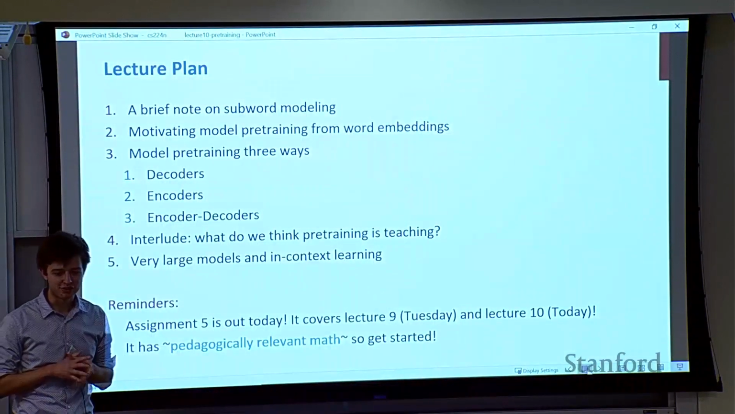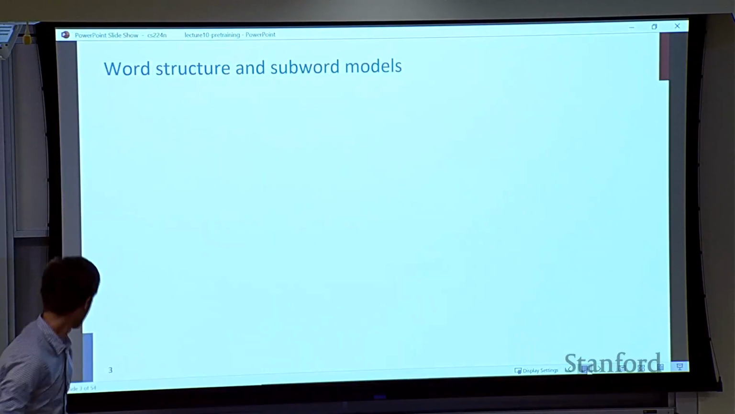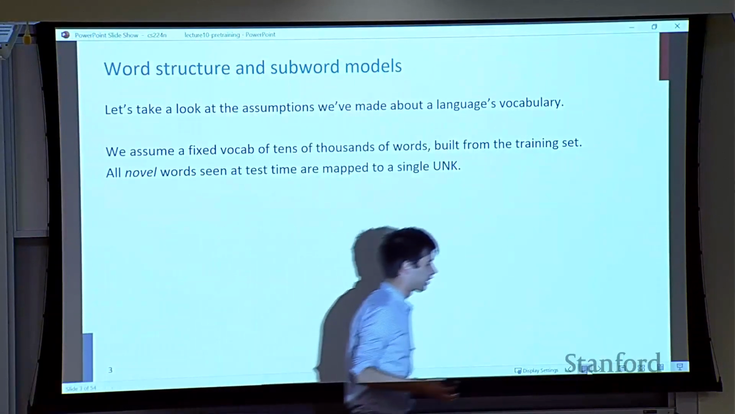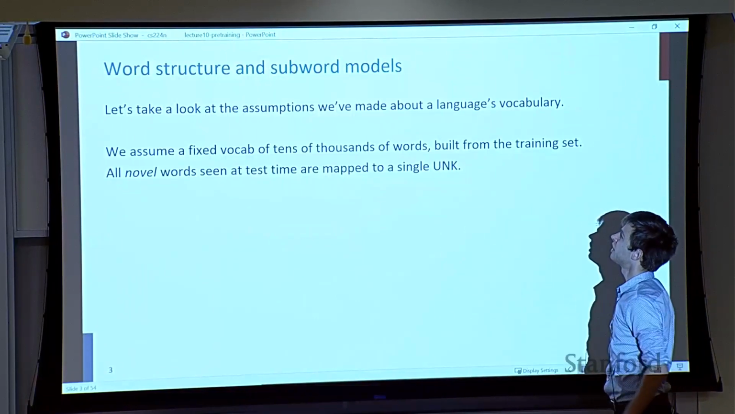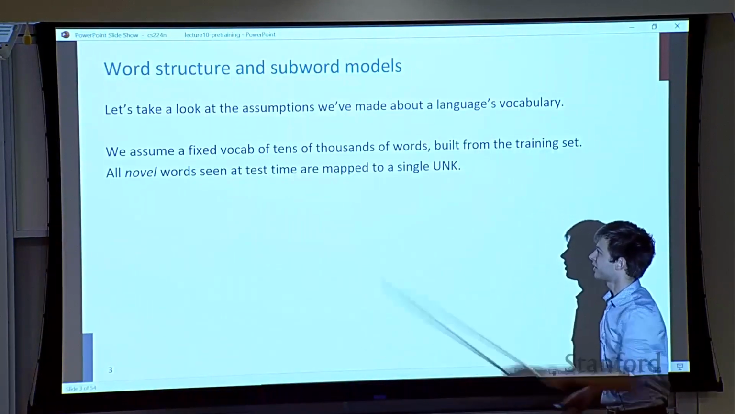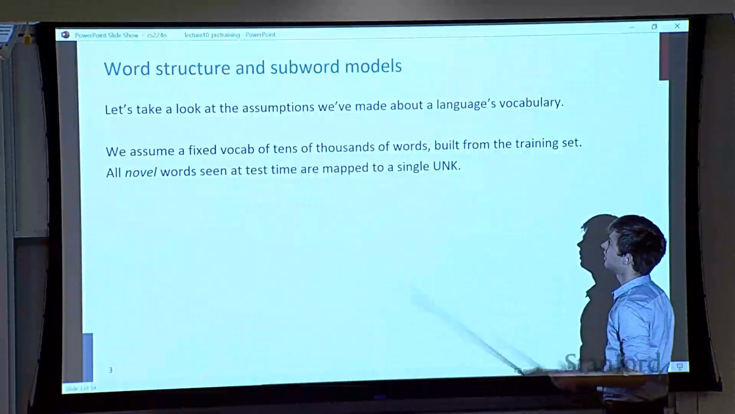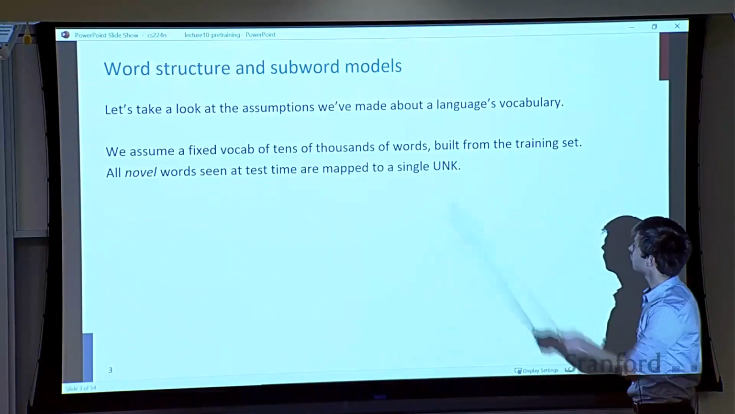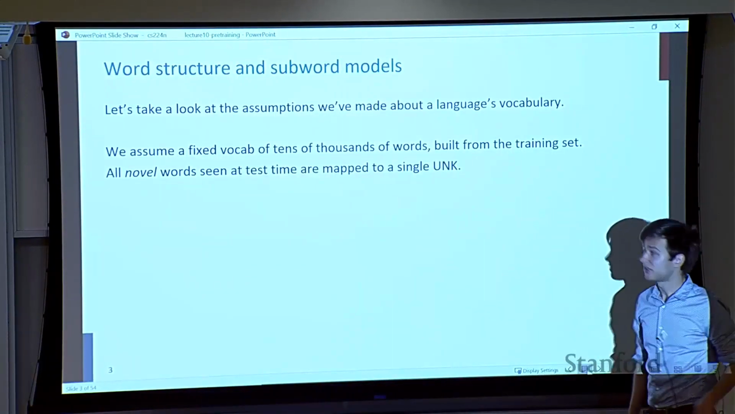Okay. So we got a lot to do. Let's jump right in. So, word structure and subword models. Let's think about the assumptions we've been making in this course so far. When we give you an assignment, when we talk about training word2vec, for example, we made an assumption about a language's vocabulary. In particular, we've assumed that it has a fixed vocabulary of something like tens of thousands, maybe 100,000, some relatively large number of words, and that seems pretty good so far, at least in what we've done.